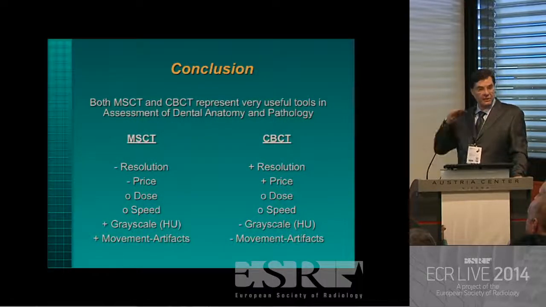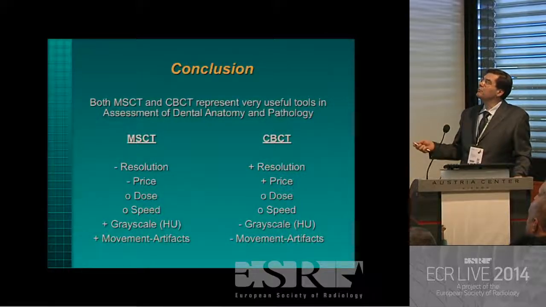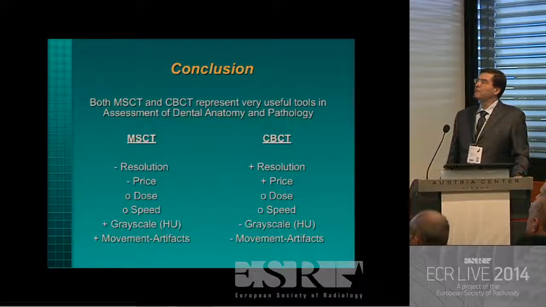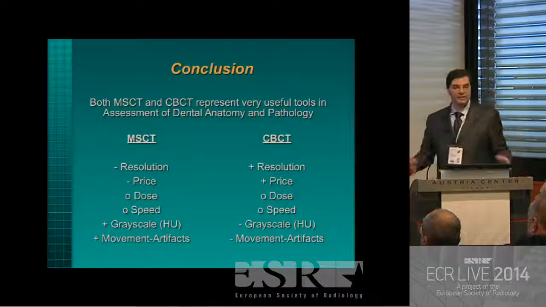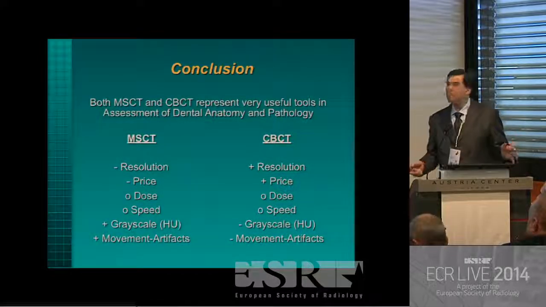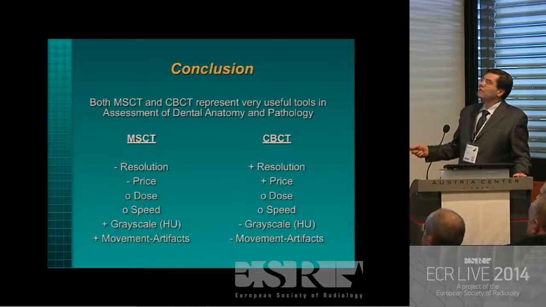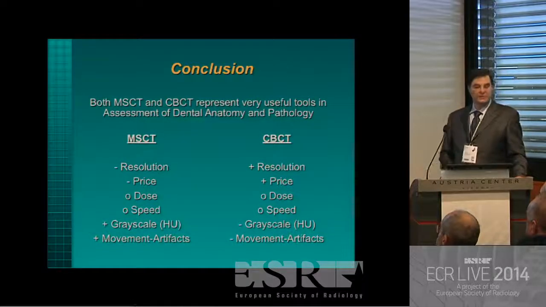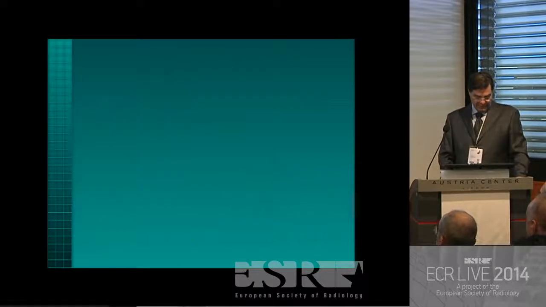movement artifacts are only in one plane, not the whole investigation is suffering from the movement artifacts, while cone beam CT has advantages in resolution and price, while they have problems with grayscale and movement artifacts, which are, when you move, you have them anywhere. And they're quite equal concerning dose and speed issues nowadays.